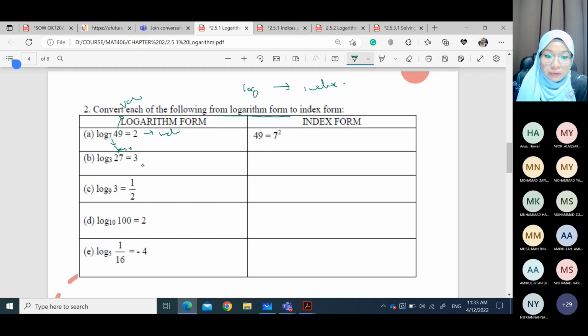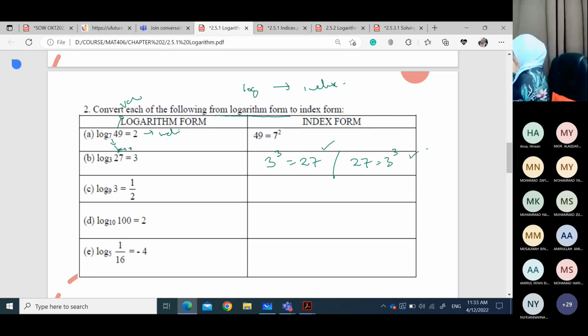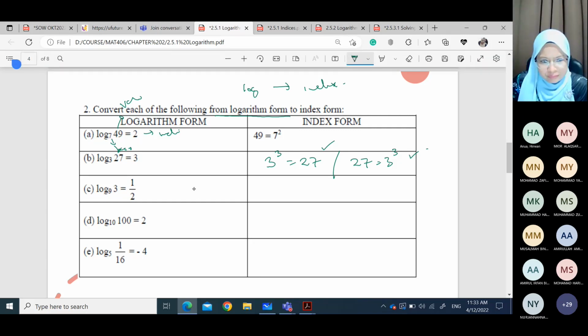Log 3, 27 equal to 3. So this means that we have a base 3. Base 3, index 3 equal to 27. Ataupun 27 equal to 3 to the power of 3. Sama je. You can use this form or this one. Okay. Nilai dia sama. Okay, cuba buat C, D, E.